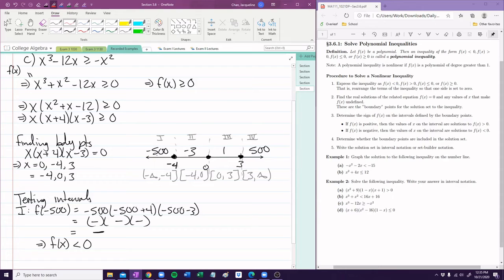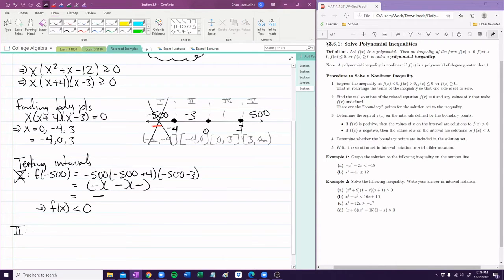So writing it up here, this is going to be negative. Determining my intervals as I work, I notice that since my f of x is less than 0, but I want f of x greater than or equal to 0, this tells me I do not want this interval. So we can put an x right here.